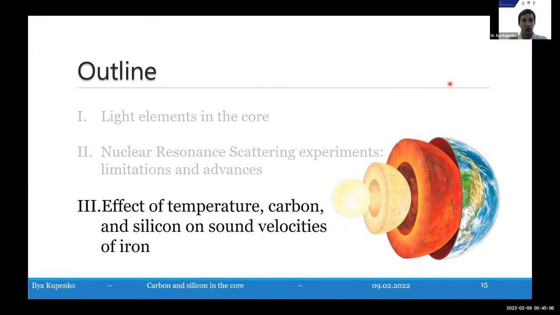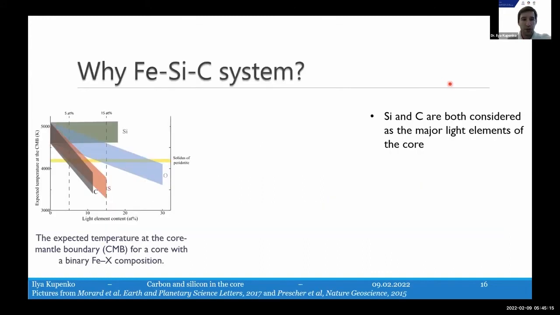So now let's move on to our results. The effect of temperature, carbon and silicon on velocities. So first of all, why the iron-silicon-carbon system? Carbon and silicon were both considered the major light elements of the core due to their high cosmic abundance, their affinity to iron during the core crystallization, and because combined iron and silicon can cause the necessary depression of the melting temperature of the alloy, which is required to have the lower mantle solid, as we see it from seismological observations.